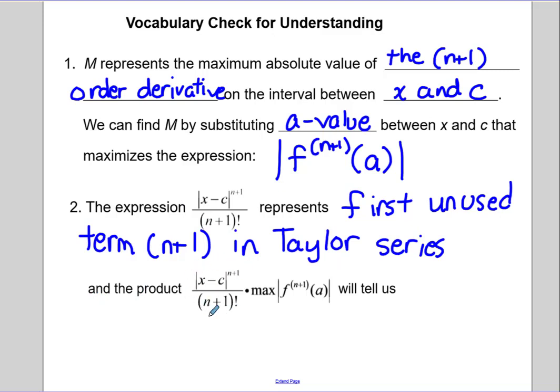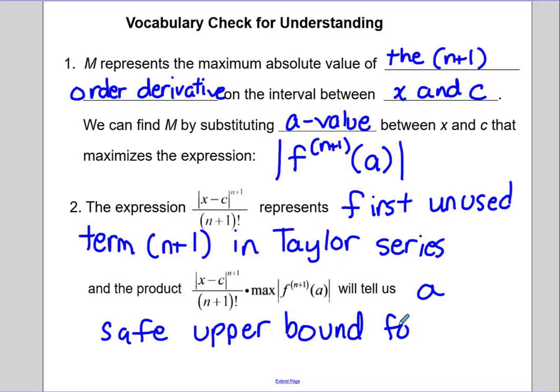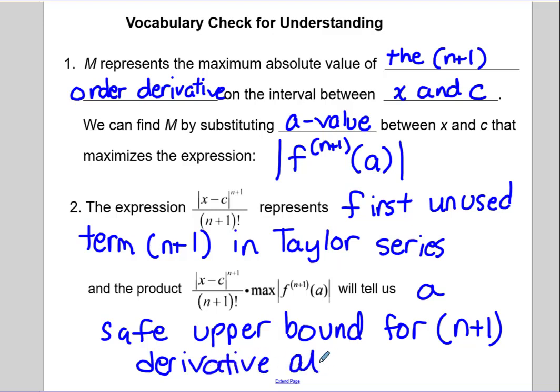And the product of that first unused term times the maximum of the derivative of the first unused term is going to give us a safe upper bound for the n plus 1 term, a safe upper bound for the n plus 1 derivative at some value x equals a, where a is between x and c.